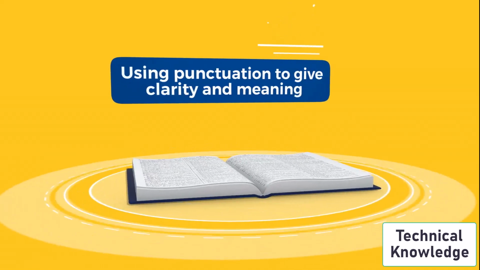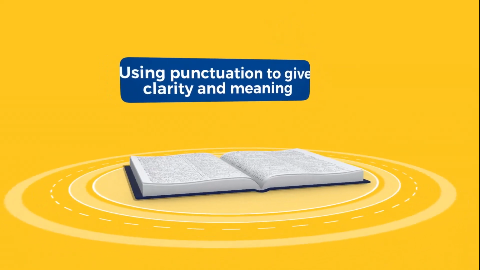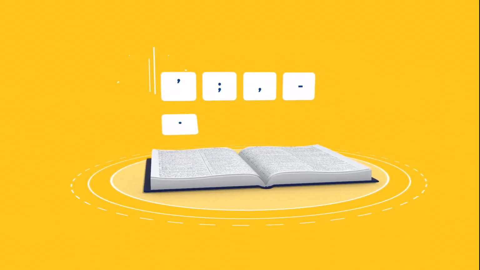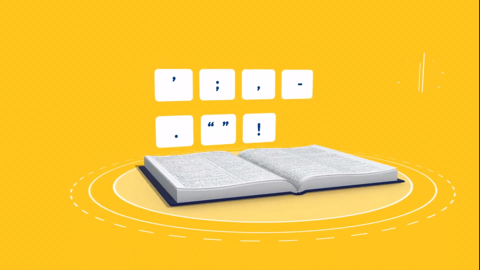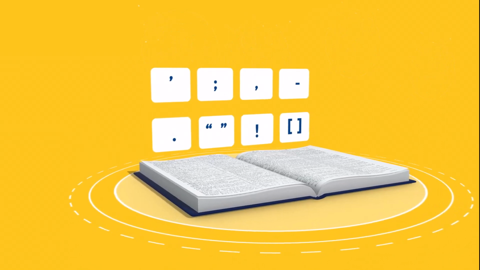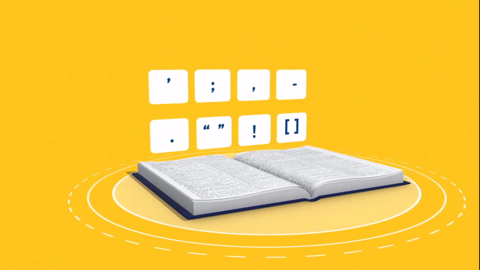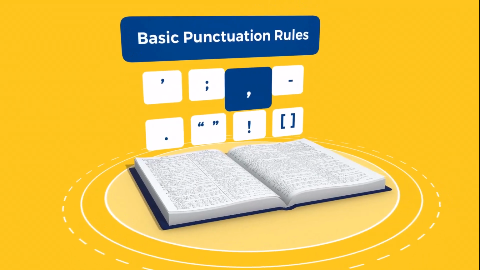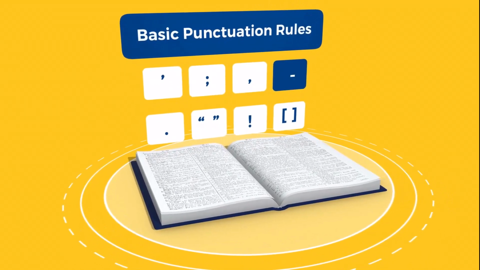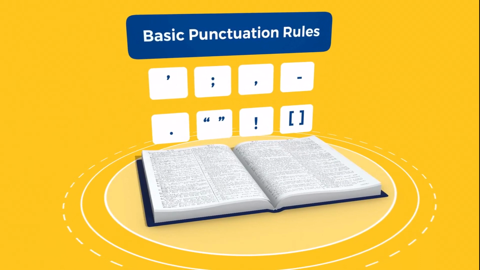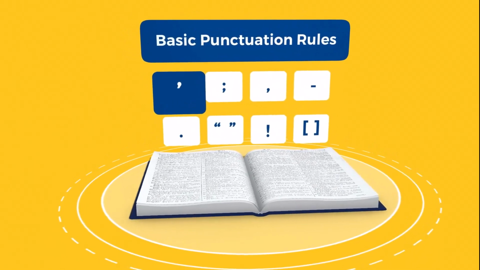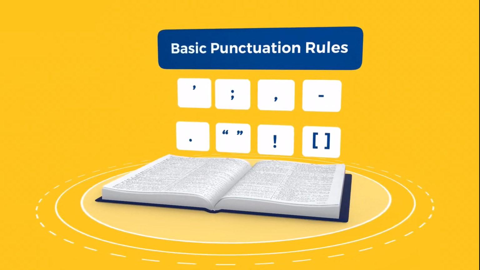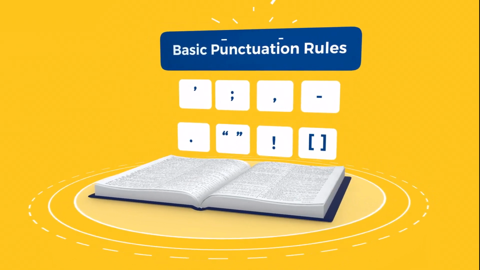Ever struggle with where to put an apostrophe in a sentence? How about commas or semicolons? These may seem like minor details, but punctuation marks give clarity and meaning to your writing. In this course, you'll learn about some of the basic rules related to periods, commas, semicolons, and dashes. You'll also find out how to correctly use apostrophes, quotation marks, exclamation points, as well as parentheses and brackets.